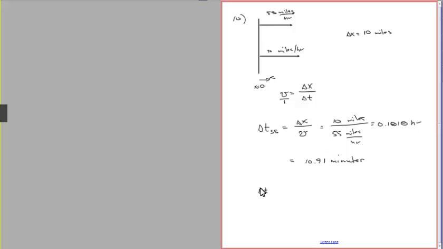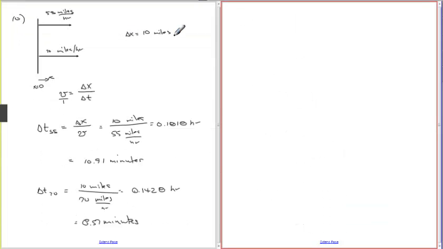And the amount of time it takes to go 10 miles, traveling at 70 miles per hour. I think it's less time, of course. And so we get 0.1428 hours. We multiply by 60, so times 60 is 8.57 minutes.